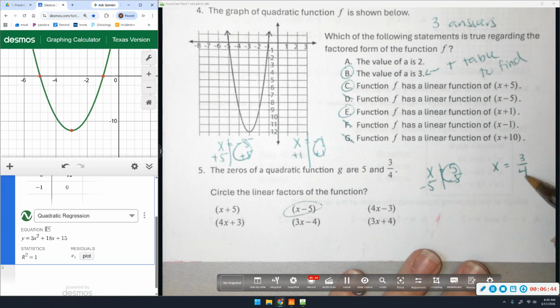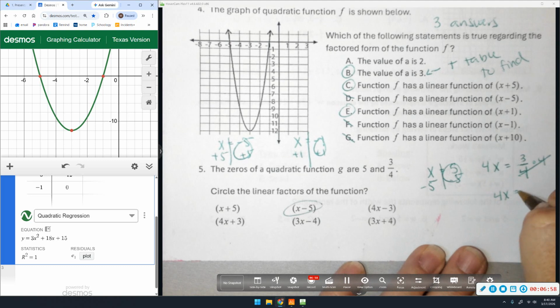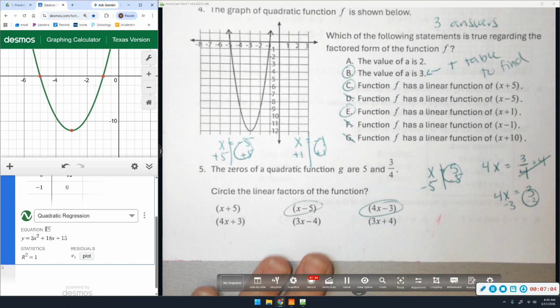However, when it's a fraction, it's a little different. I can't just subtract it on both sides because I don't have any fractions. So we have to get rid of this divide by 4. Fractions just mean divide. The opposite of divide is to multiply. So we're going to multiply both sides by 4, and I get 4x equals 3. And now I move the 3. So 4x minus 3. So this is my other answer.